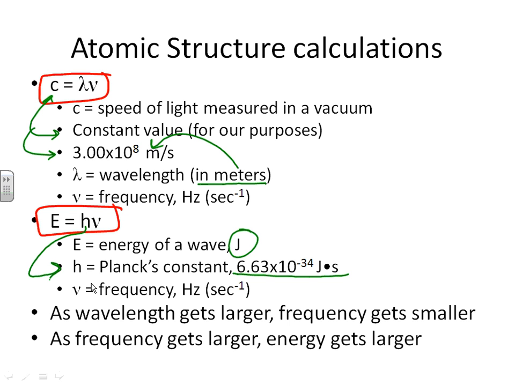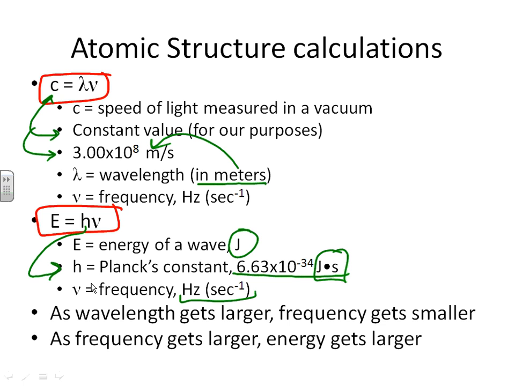Bear that in mind. You can't put kilojoules into this. And again, it goes back to the units that are on our constant. The units on our constant are joule seconds. So frequency has to be in hertz. We need that per second, because if you put seconds on the bottom and seconds on the top, they're going to cancel out. And we want joules here to cancel out with the joules from Planck's constant.